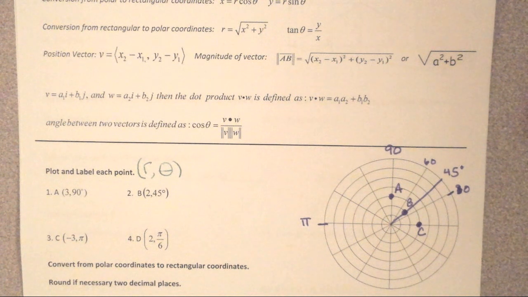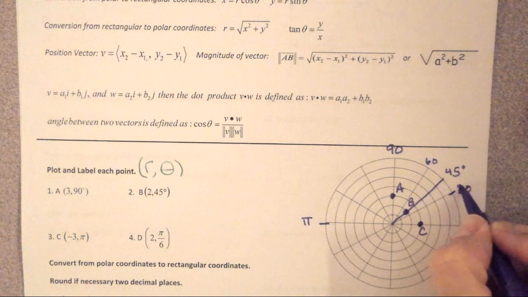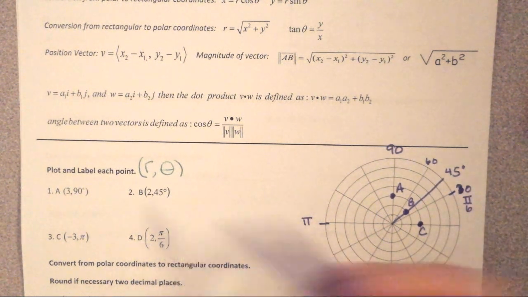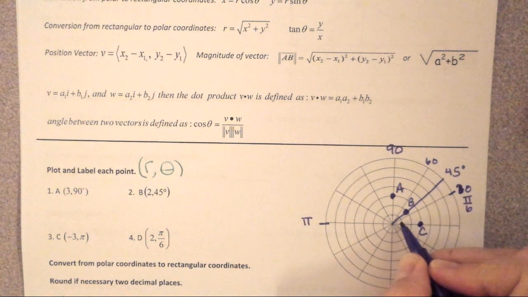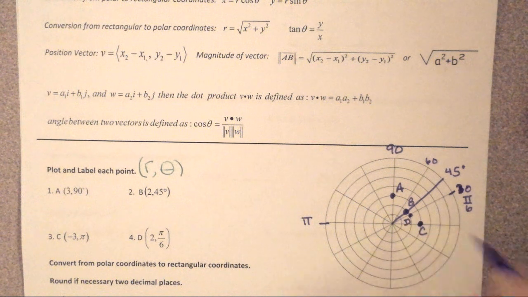Alright, so we're almost done. We have 1 more left. We need to go do D. D wants pi over 6, comma 2. 30 degrees is the same as pi over 6. And I'm going to go 2 circles towards pi over 6. So 1 and 2. And I'm going to label that D. Alright, so that's how it's going to feel on your test.